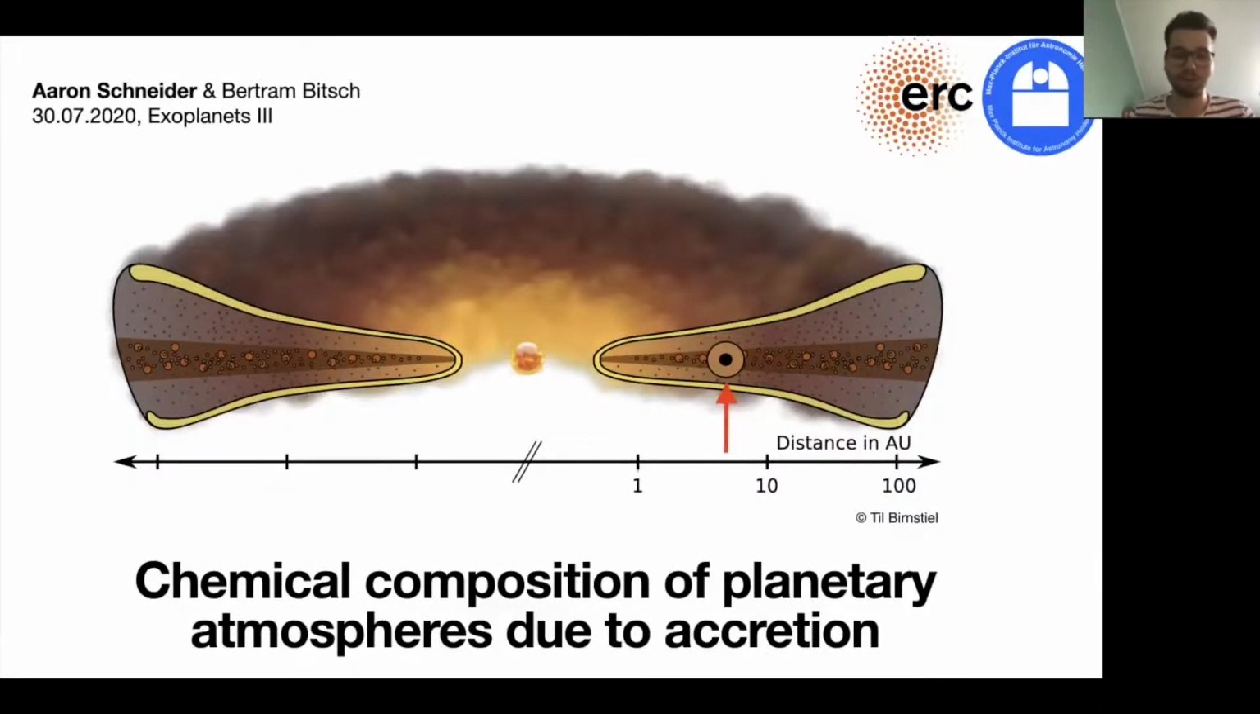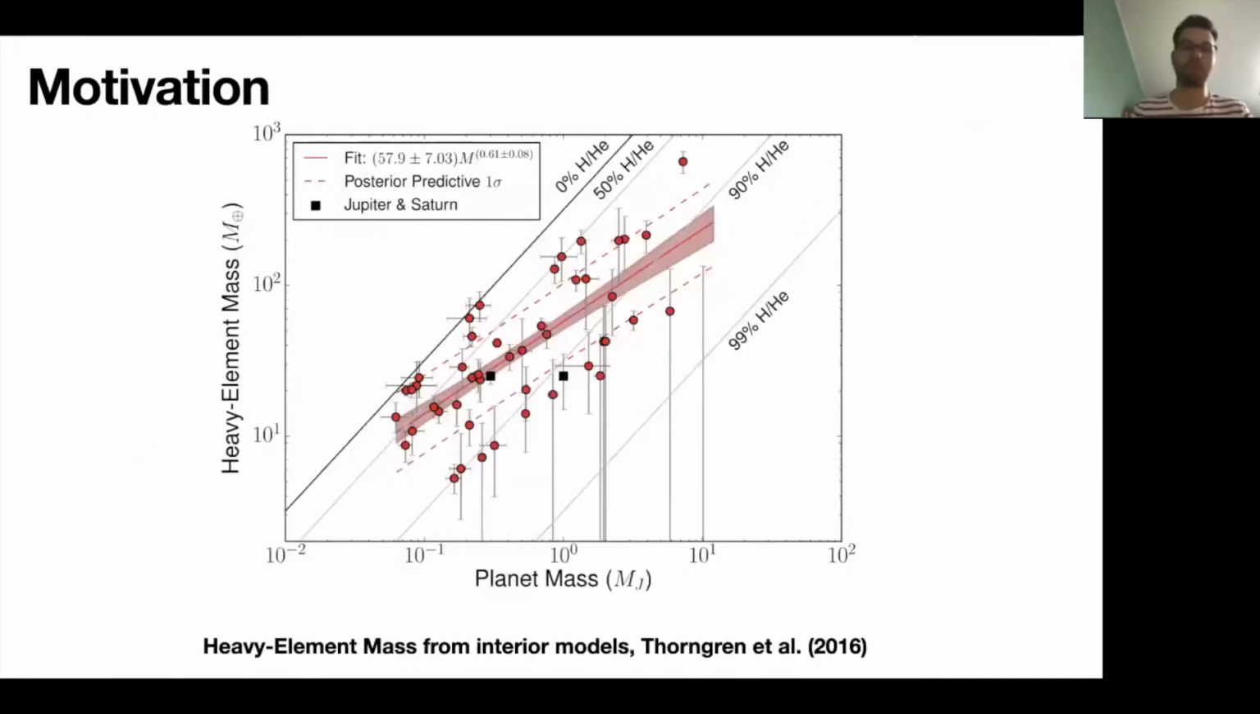And today I want to talk about my master thesis project, the chemical composition of planetary atmospheres due to accretion. Here in this beautiful image, you can see a protoplanetary disk and a protoplanet. And my question is, what is the atmospheric content and the content of the planet in heavy elements and in C/O? So to do this, let me talk about some observational constraints.